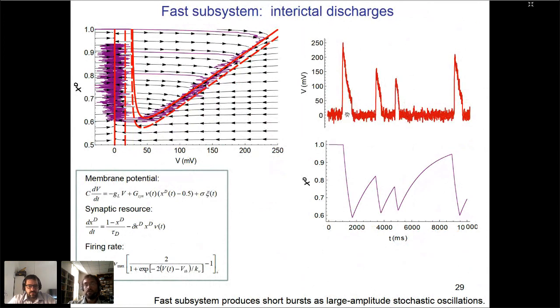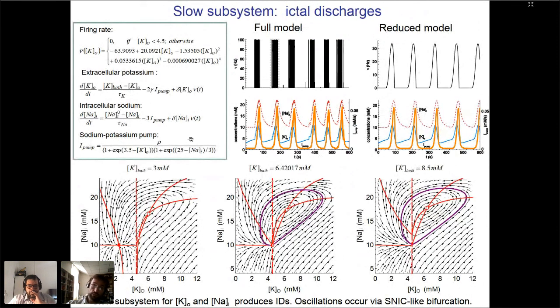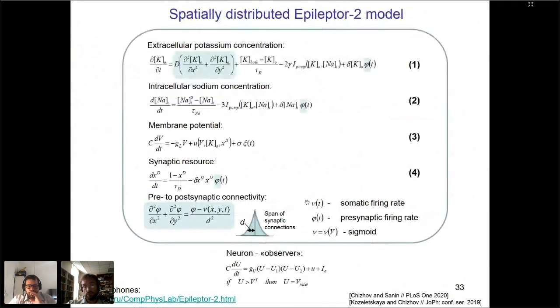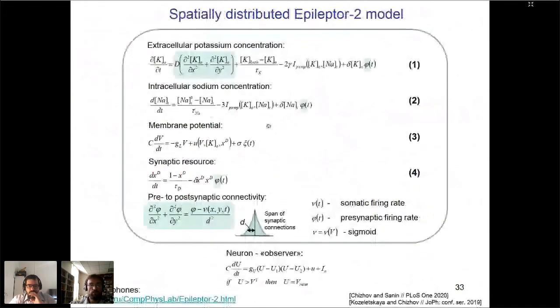And we analyzed our system mathematically, splitting it into a fast subsystem and a slow subsystem. The fast subsystem says that interictal discharges are large amplitude stochastic oscillations. The slow subsystem says that the timing of ictal discharges is determined by oscillations of potassium and sodium. Regarding propagation of the discharges, we found that potassium diffusion is not the reason for the propagation. It is due to synaptic connectivity instead.